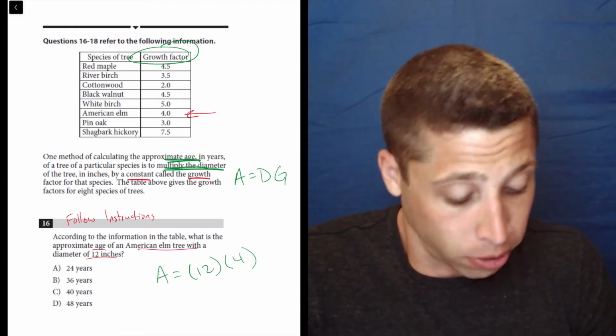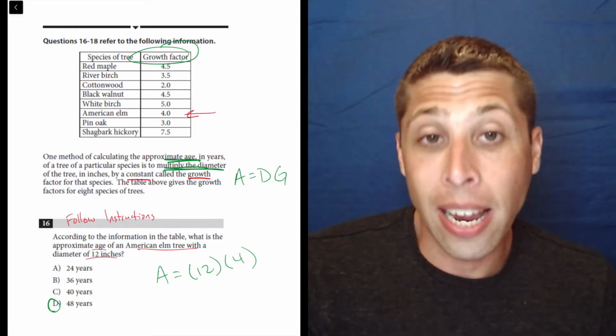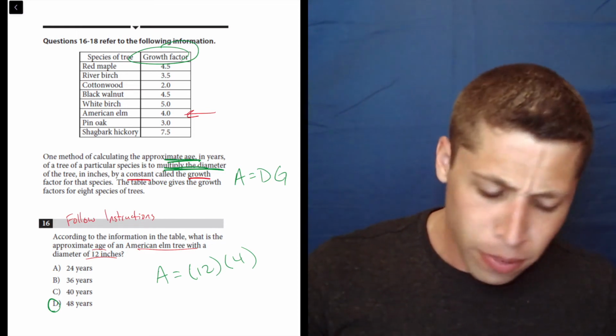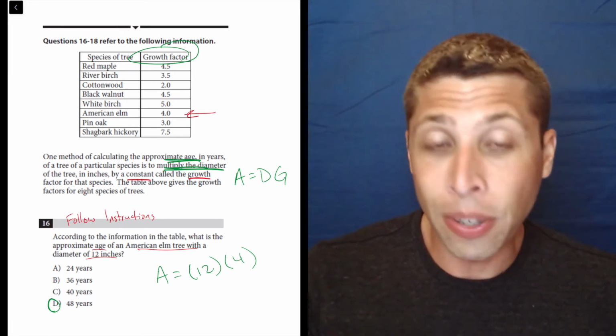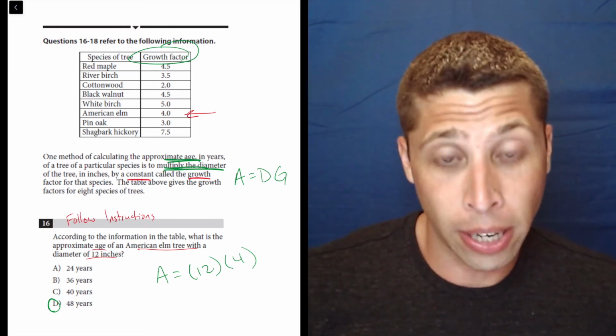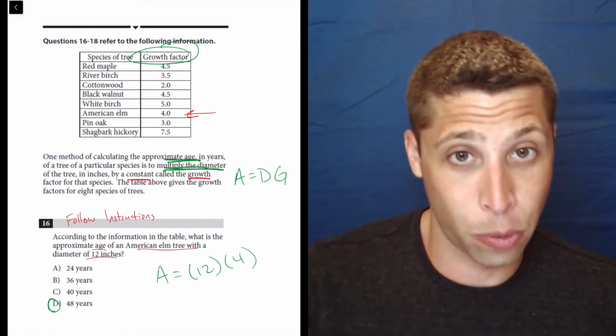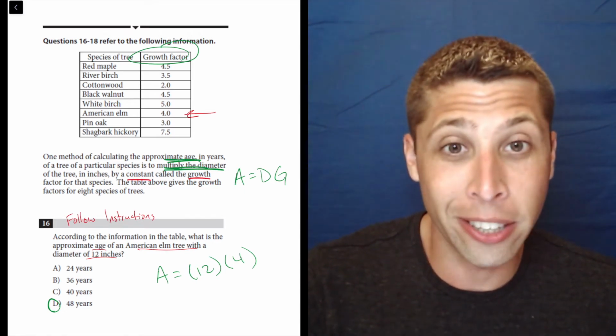So I don't even need the calculator here. 12 times 4 is 48. That's it. That's the whole question. So if you get this wrong, it's likely that you just didn't read the right thing, or you didn't read at all, right? So especially when there's these multi-part questions, you can't just read the question.